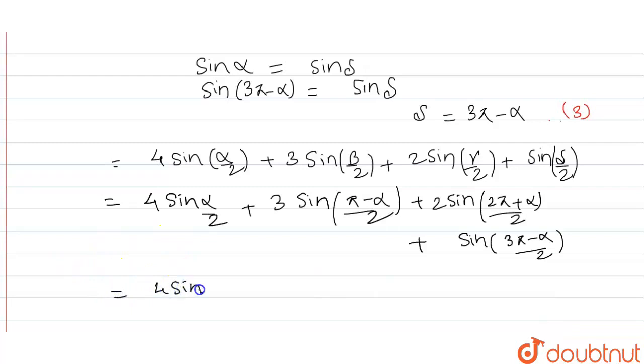Alright, moving on. 4 sin alpha by 2. This will be pi by 2 minus alpha by 2, that is 90 minus theta, that is cos theta, and it will be positive itself, so cos alpha by 2. Now this one, 2 pi, 2 cancel, pi plus alpha by 2. So that will be in the third quadrant, so minus 2 sin alpha by 2. Now this one, 3 pi by 2 minus alpha by 2. Again third quadrant, and it will change, so cos alpha by 2.